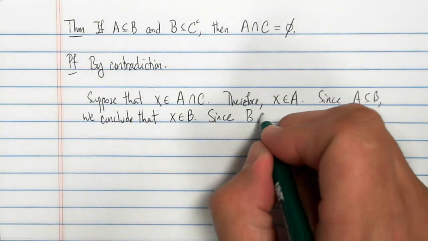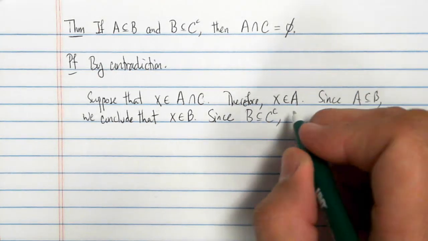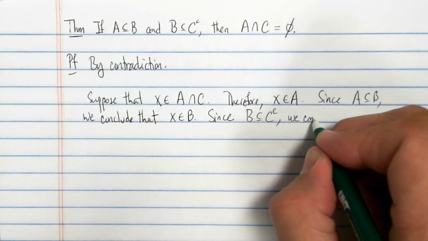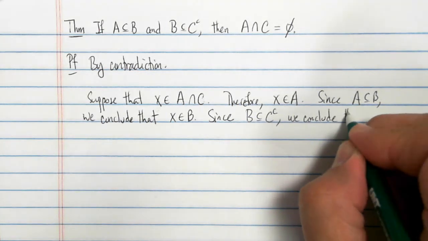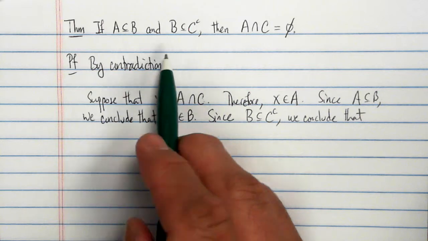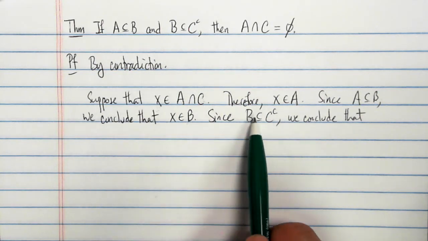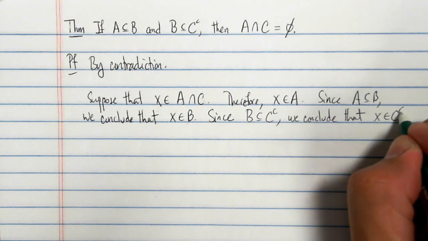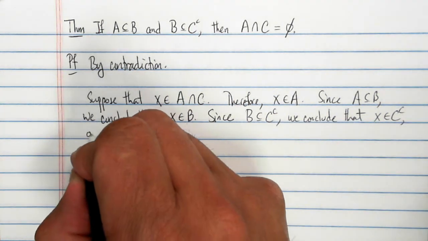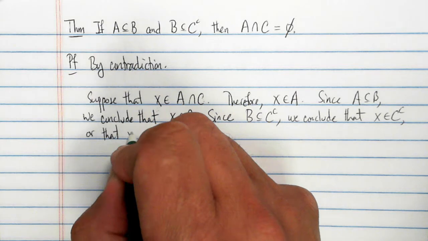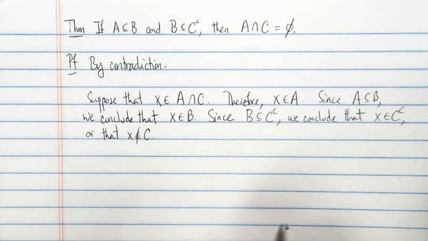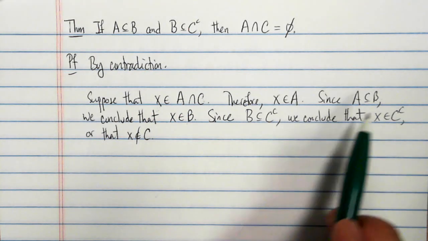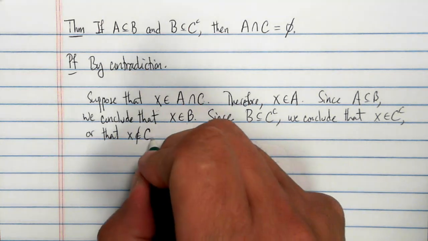Since B is a subset of C complement, we conclude that if x is an element of B and B is a subset of C complement, then x is in C complement, or that x is not an element of C. If x is an element of C complement, that means that x is not an element of C.